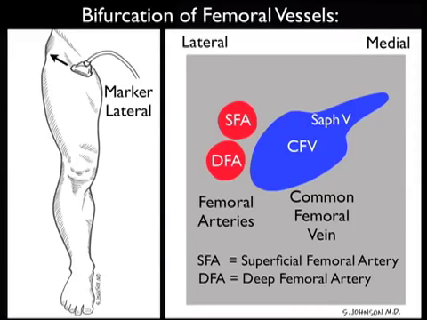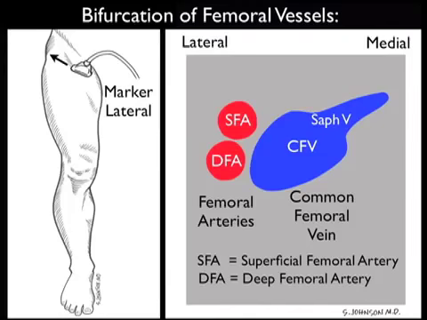Continuing down the leg, as shown in the probe position in the illustration to the left here, we see the following ultrasound findings in the illustration to the right. We note that the femoral arteries bifurcate at a level above the common femoral vein, and here we see the superficial and deep femoral arteries in a location just lateral to the common femoral vein.